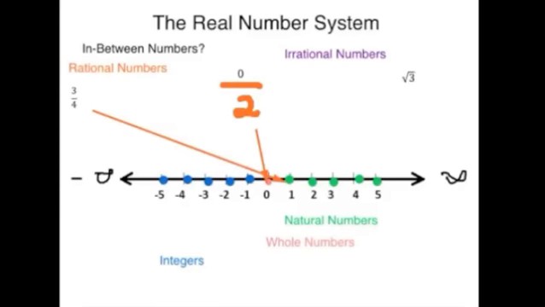Another example we might have is the square root of 3. Totally irrational. It's approximately equal to 1.7. Another irrational number would be pi, which is approximately 3.14.